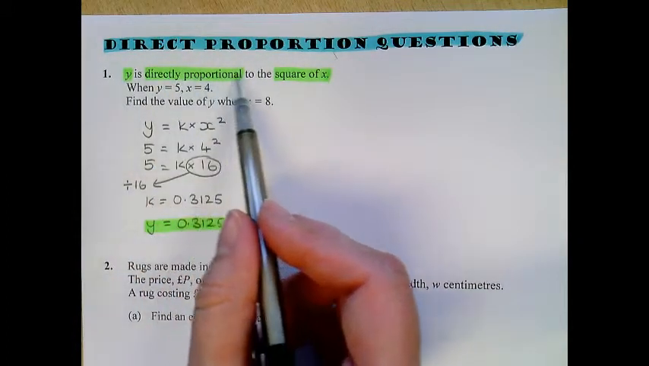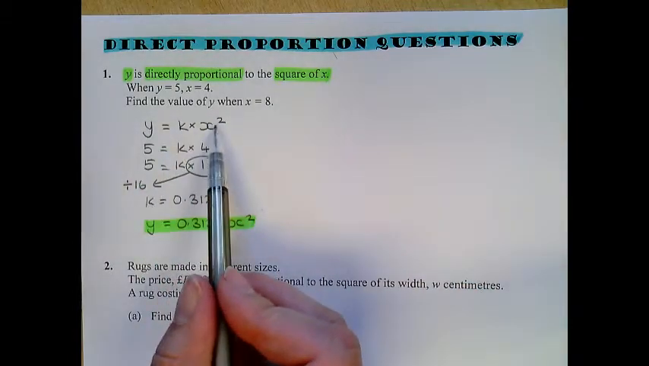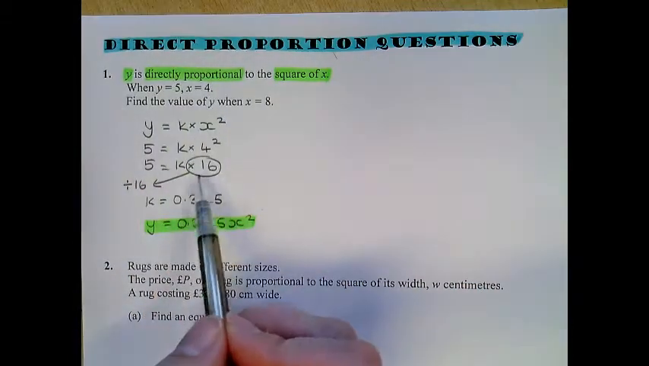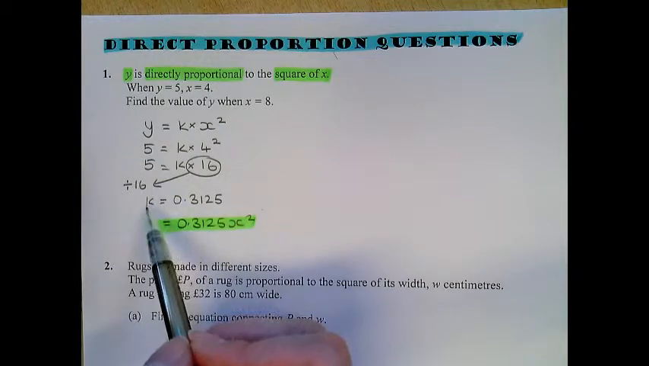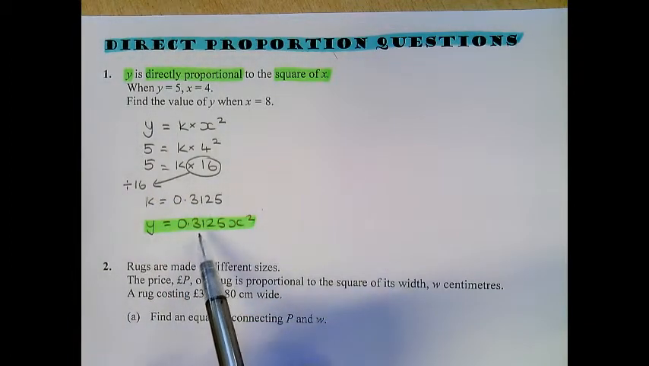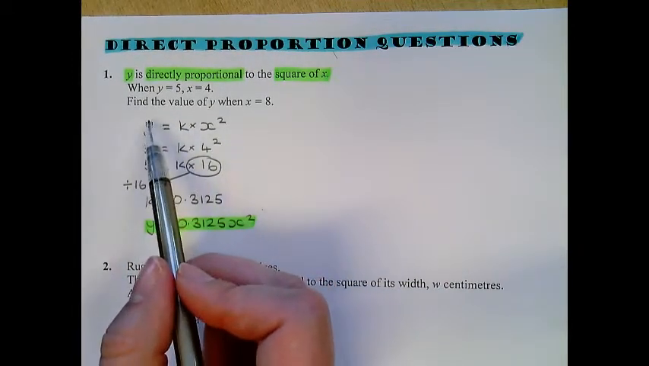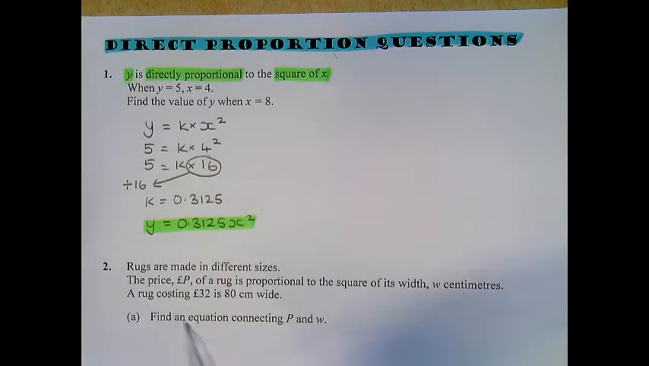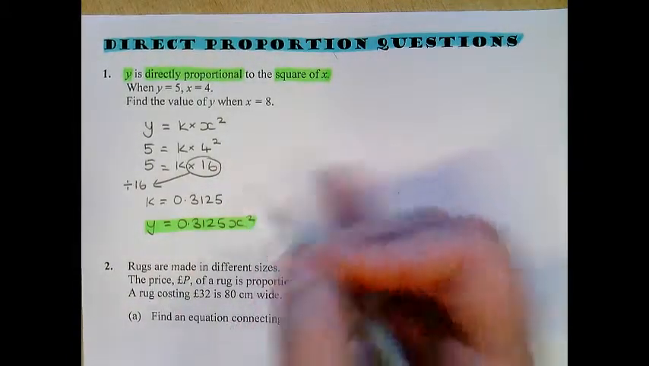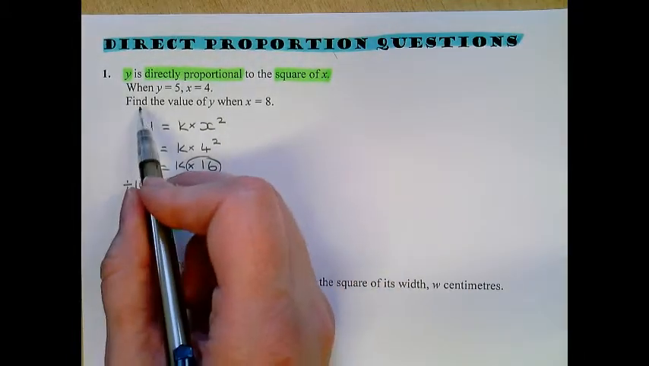So y is directly proportional to the square of x. You start with your basic equation, you use the numbers that they've given you, slot them in, rearrange them, get a number for k, and then actually use that number. You don't want the final equation to still have a k in it, you want it just to have y and x. Okay? Now that we've got that equation, we can use it to actually answer the question.